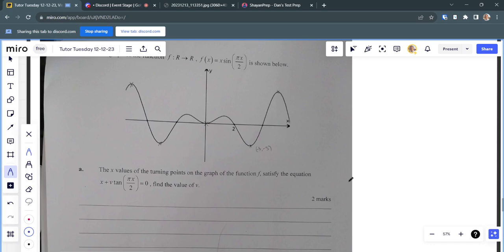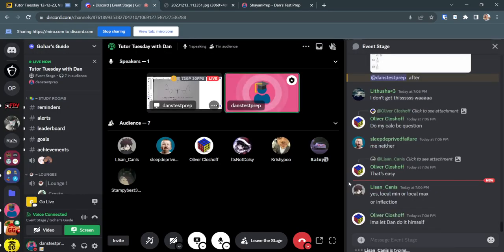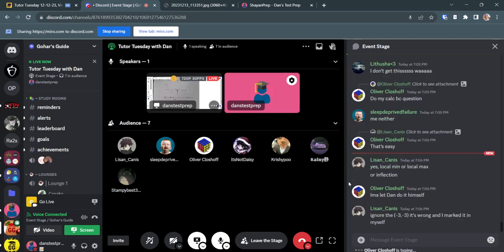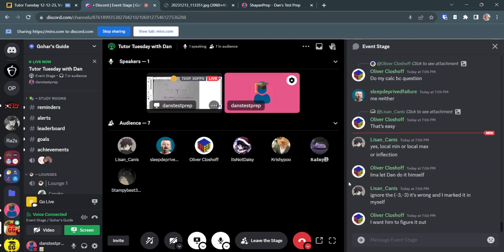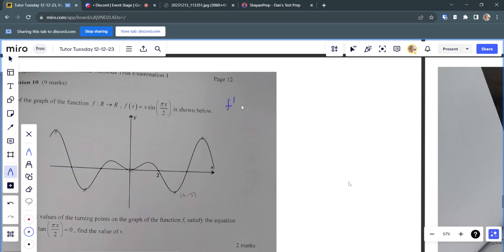In that case, local min or local max or inflection. Okay, then I guess we'll have to take the derivative. So f prime of the function is going to be, we'll use the product rule.